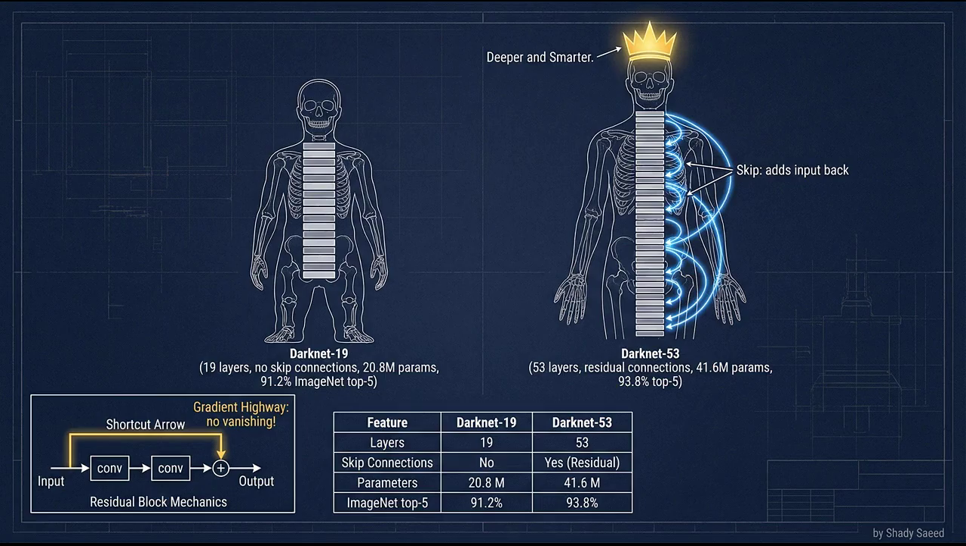YOLO v2 introduced DarkNet-19, a custom 19-layer backbone. Think of the backbone as the spine, the core feature extractor. YOLO v3 upgraded to DarkNet-53 with 53 layers and residual connections from ResNet. These skip connections let gradients flow directly through shortcut paths, solving the vanishing gradient problem and enabling much deeper networks without losing training signal.